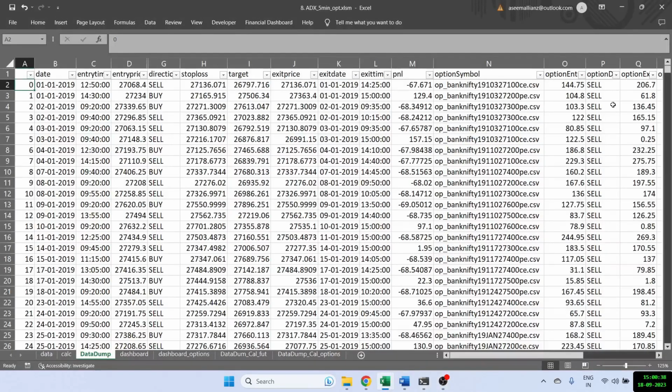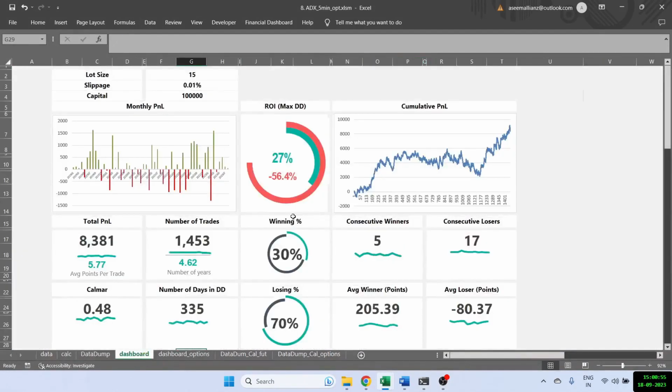So let's check now what has been the results for the last 5 years. I'm showing you the data dump here. We have got the date, the entry time, the entry price, the direction, the stop loss and the target, and finally the exit time also, and the PNL. As you would notice in the dashboard, after our optimization, the strategy has become profitable. The strategy, which was a loss-making strategy, has finally become profitable, but the results are not that great.